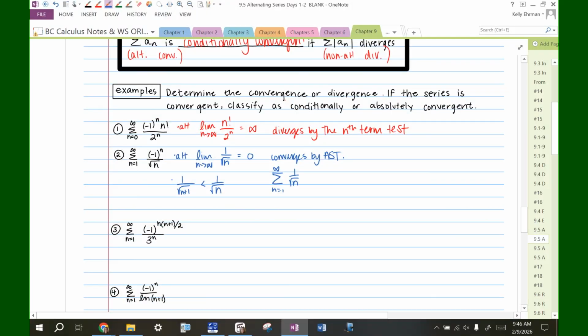Just change this to not alternating. And then this is a divergent p-series. That's all the work you have to show. It's because p is 1/2, so you can just say that. And so because the positive version diverges, but the alternating converges, this converges by alternating series test. I'm just going to add the word conditionally.